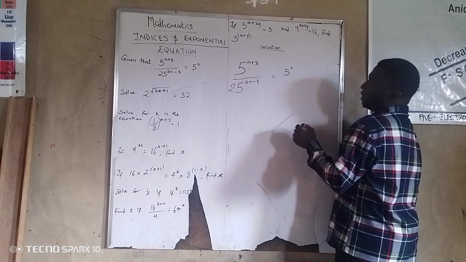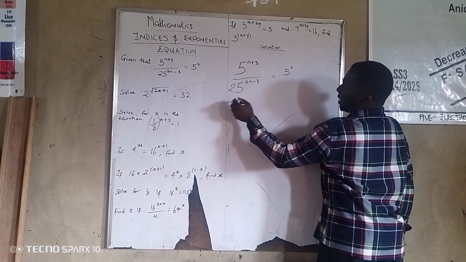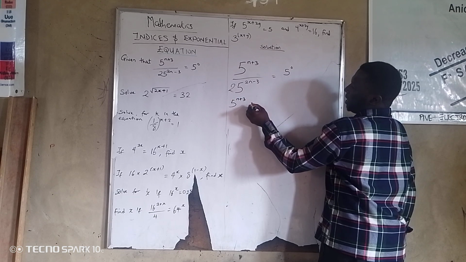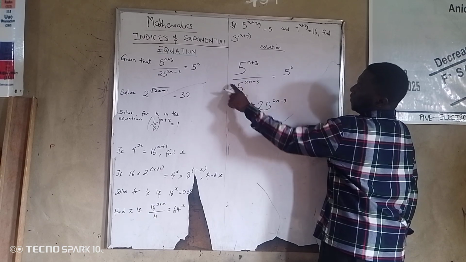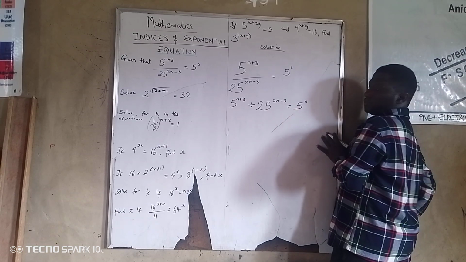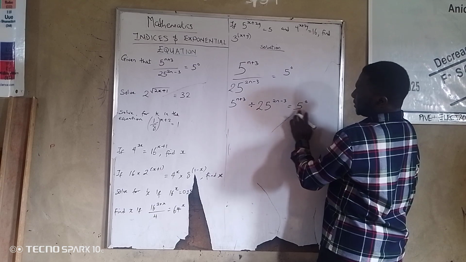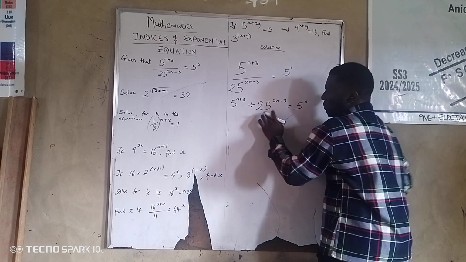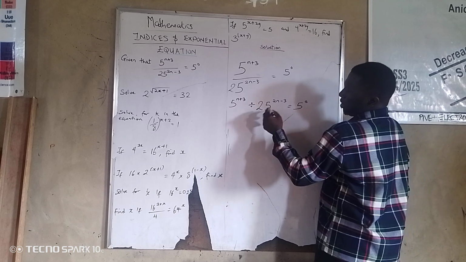Alright, so here we can rewrite the left hand side like this: 5^(n+3) divided by 25^(2n-3), equals 5 raised to power 0. Now everything here is 5 to the power of something, apart from 25. So is there a way we can represent 25 as powers of 5? Yes. Alright, so let's see.